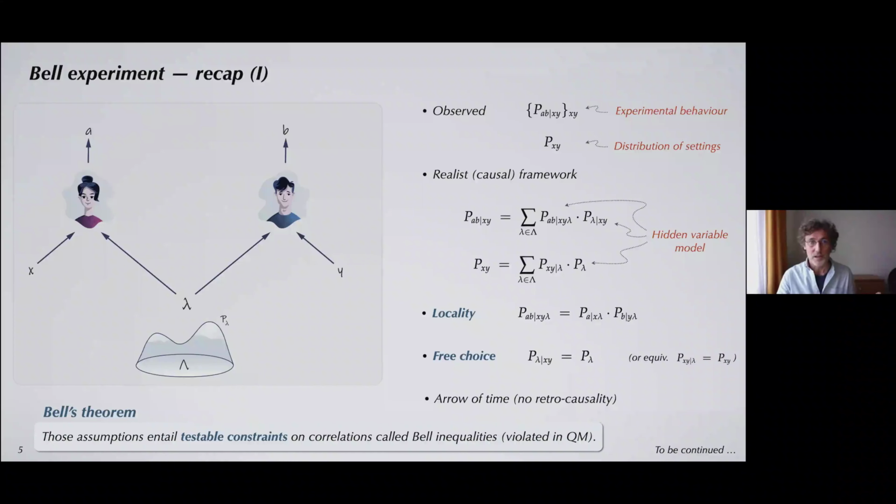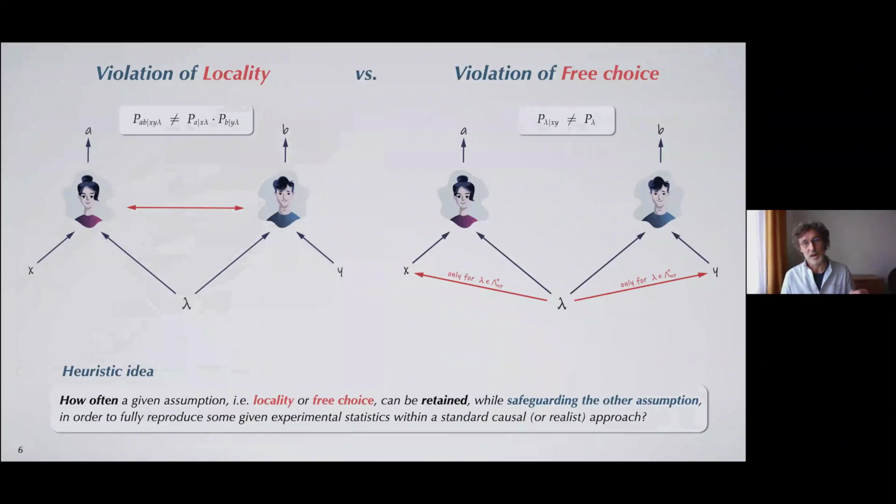That means that some of our assumptions are not true. So today I will take arrow of time for granted, and I'll just focus on locality and free choice. So what does it mean that locality is violated? In the causal language, that would mean that there is an arrow from Alice's side to Bob's side. Well, either it is from X to B or A to B. One might call it parameter dependence or outcome dependence.